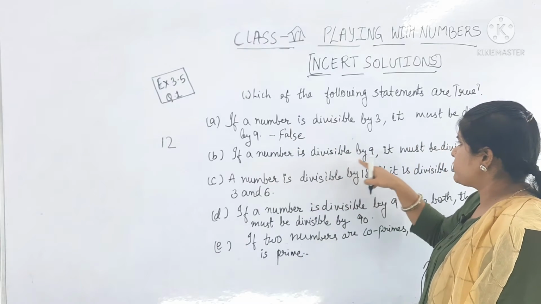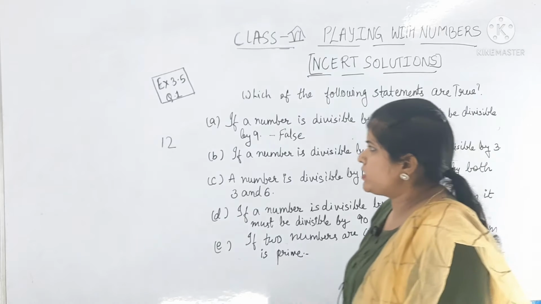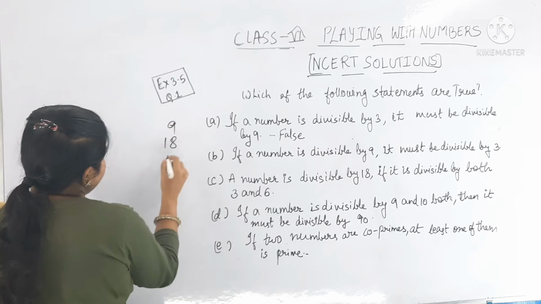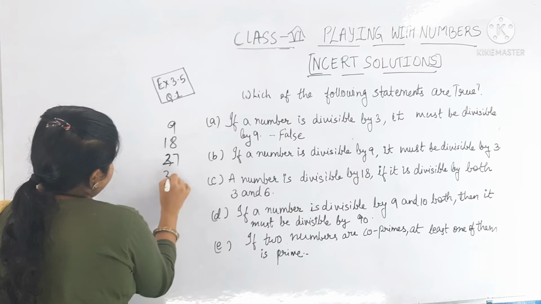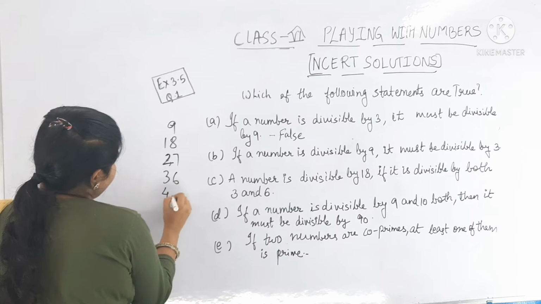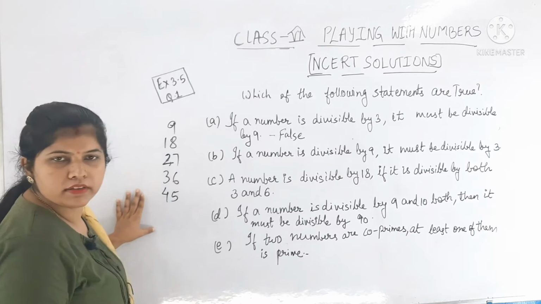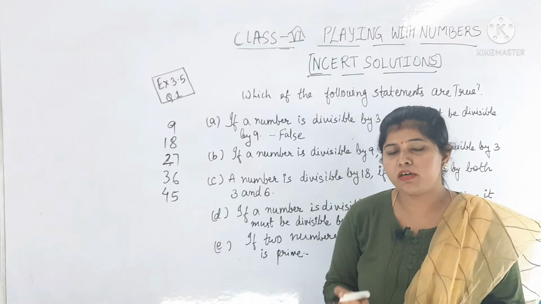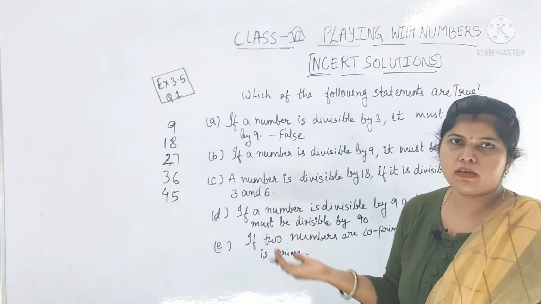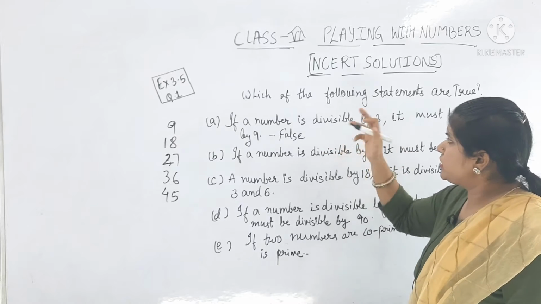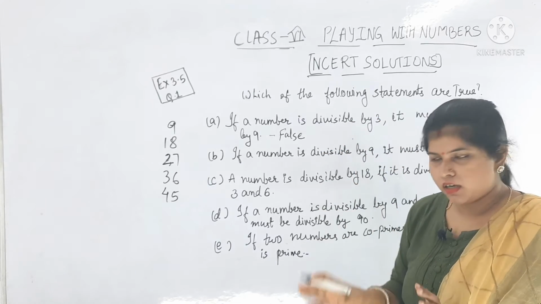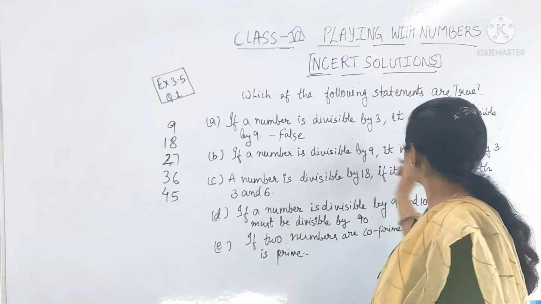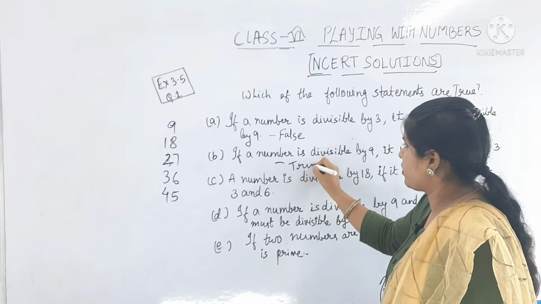Part B: if a number is divisible by 9, it must be divisible by 3. Let's say the table of 9: 9 1s are 9, 9 2s are 18, 9 3s are 27, 9 4s are 36, 9 5s are 45. So all are divisible by 3. Any number divisible by 9 can be divided by 3, but a number divisible by 3 is not essentially divisible by 9. It may or may not be. So the previous statement is false and this statement is true. Understood?